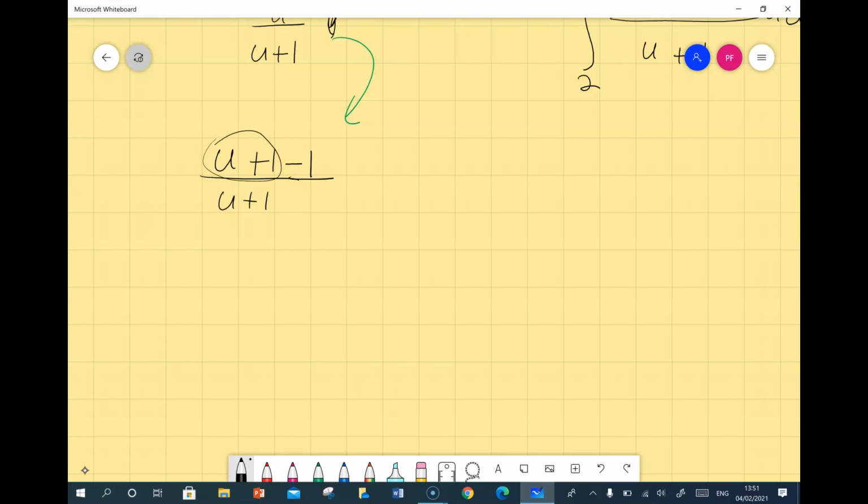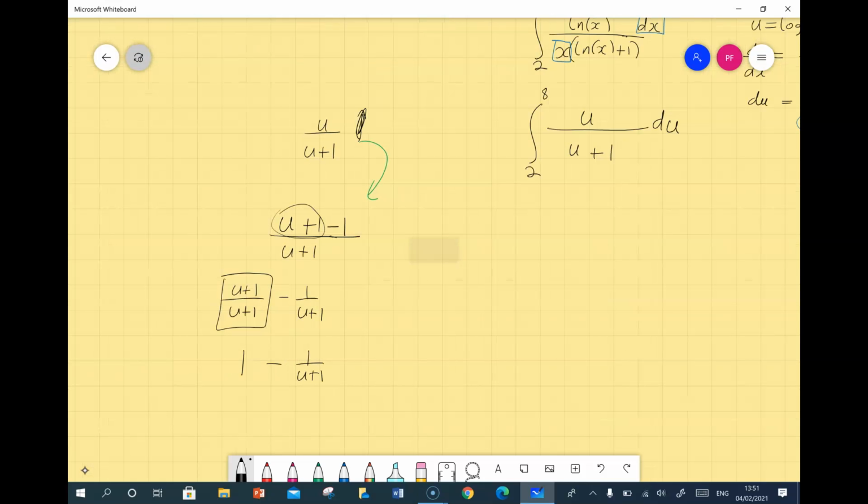So here I have a u plus 1, and that's divided by u plus 1. And then I have minus 1, and that's divided by u plus 1. Now we see in this case, anything over itself is 1. And then I've got minus 1 over u plus 1. So that's how we'll rewrite our integral.